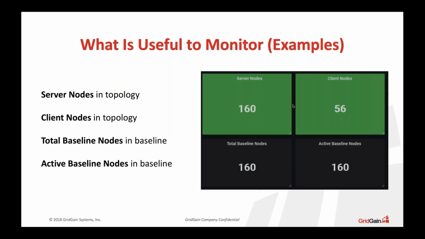Those metrics are useful to control the number of nodes in the grid. If one of those three parameters differs, that means there might be a problem with the grid. One way to check the number of nodes in the baseline is to run the control.sh script.